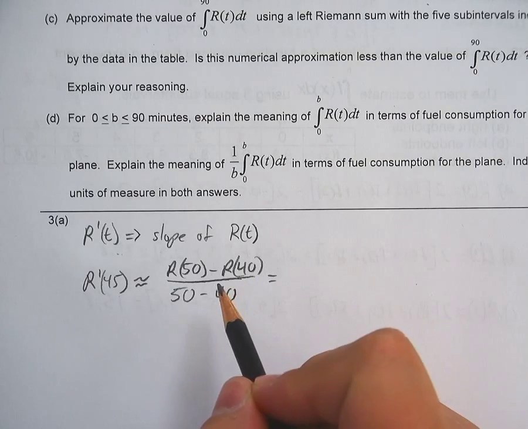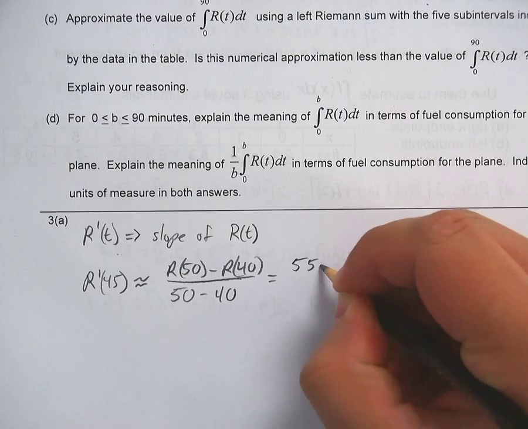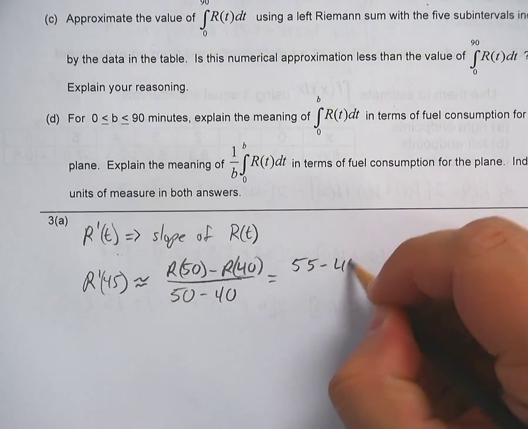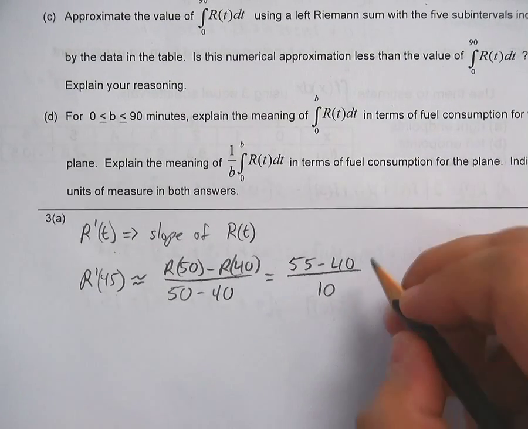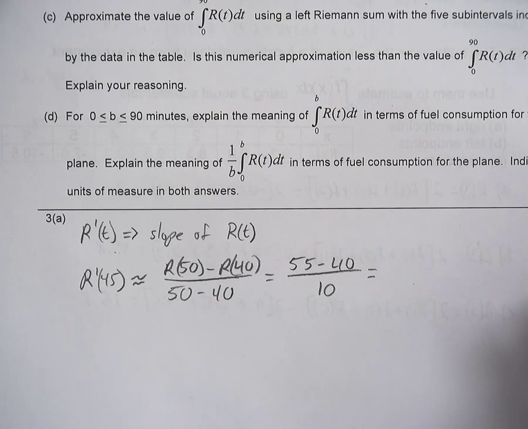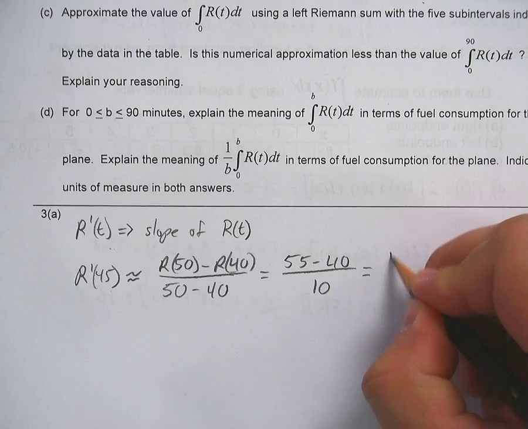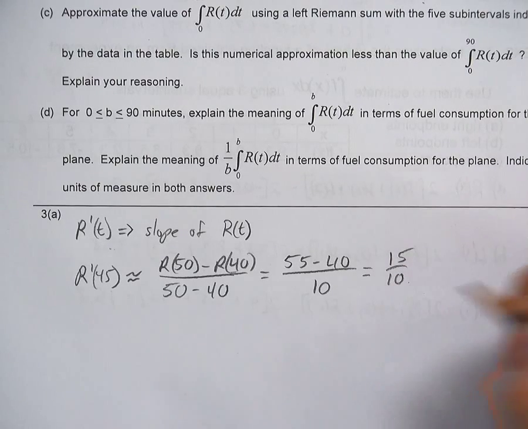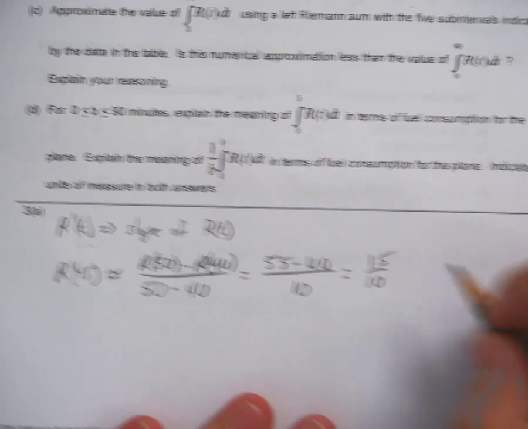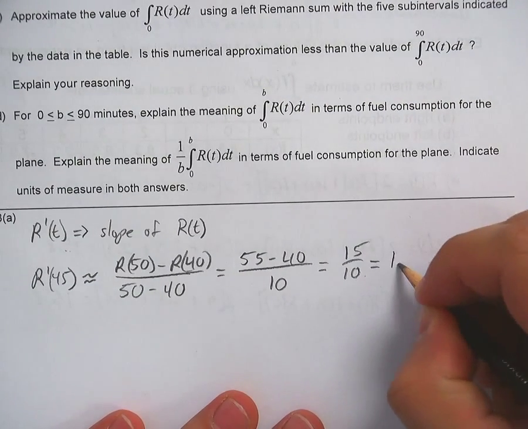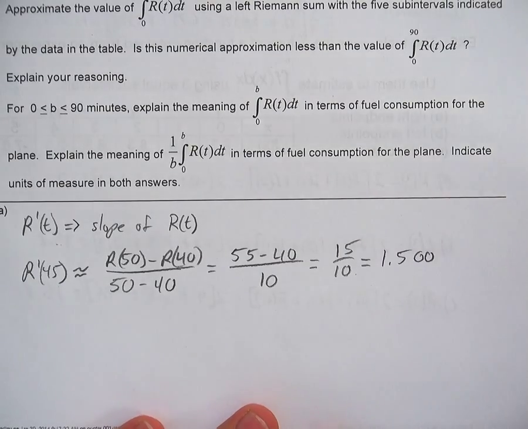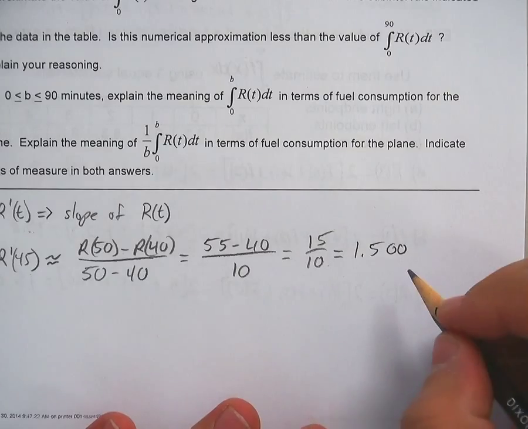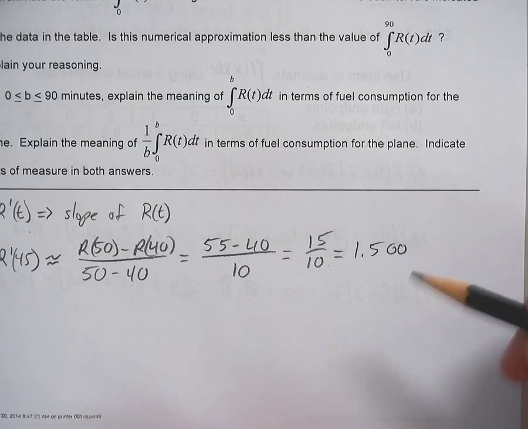It's going to be your slope, y2 minus y1 over x2 minus x1. So I'm going to look up at my table there. R of 50 is 55 minus r of 40 is 40, and 50 minus 40 is 10, obviously. So what we end up with here is 55 minus 40, which is 15 over 10, which is going to leave us with roughly 1.5, and just for the sake of consistency, 3 decimal places, 1.500. And that is how many gallons are being used every minute, but we're integrating here, right?